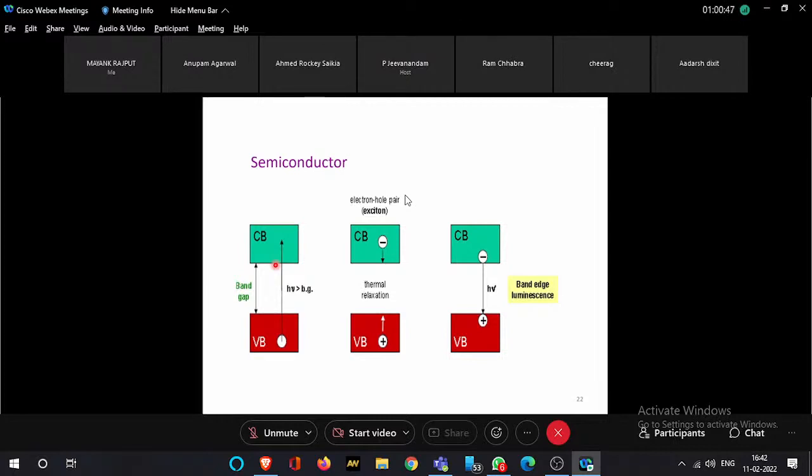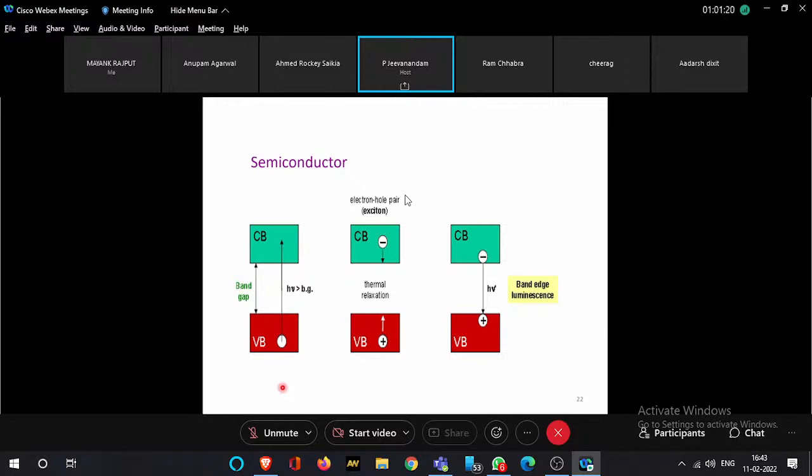Okay. The simplest way to find the band gap is to do UV visible spectroscopy. You will find the electronic transition from the valency band to the conduction band. This will lead to absorption, and this absorption can happen, for example, in the UV visible region. Then you can easily do UV visible spectroscopy and find out the band gap. Now, if this band gap is very large, obviously it is not a semiconductor. It is going to be an insulator.